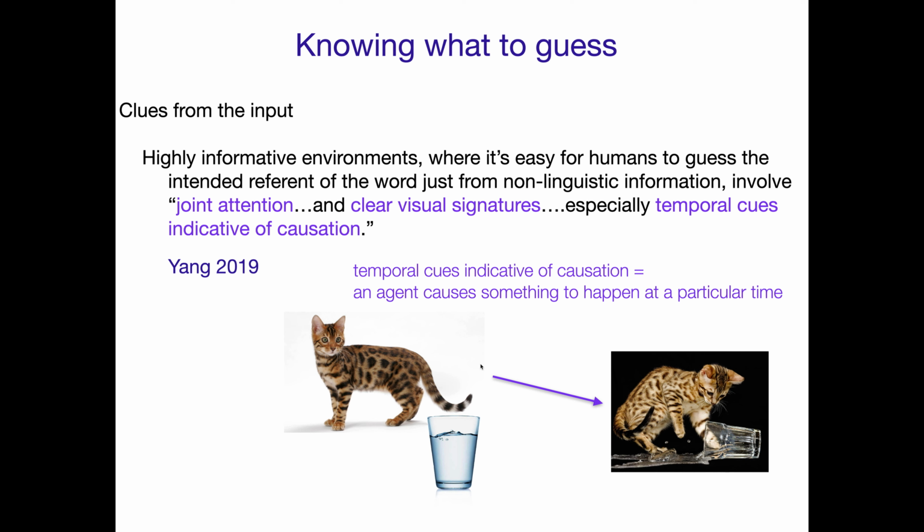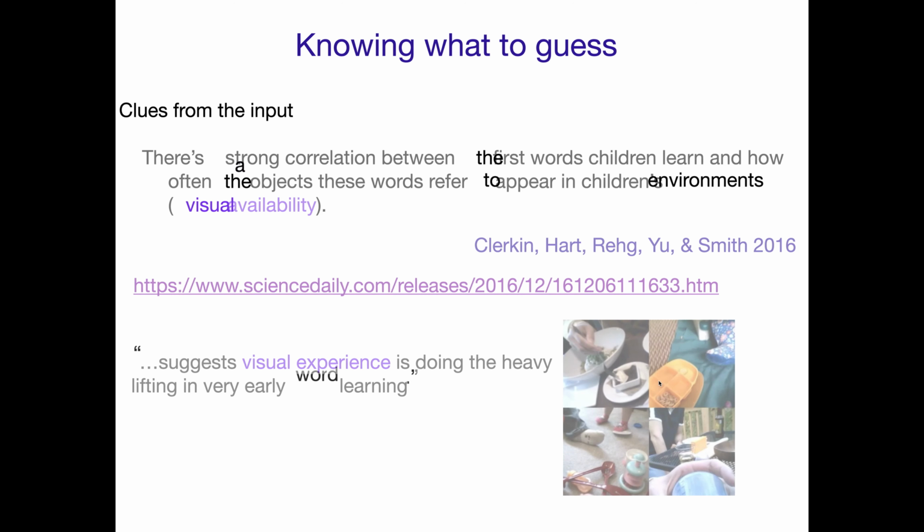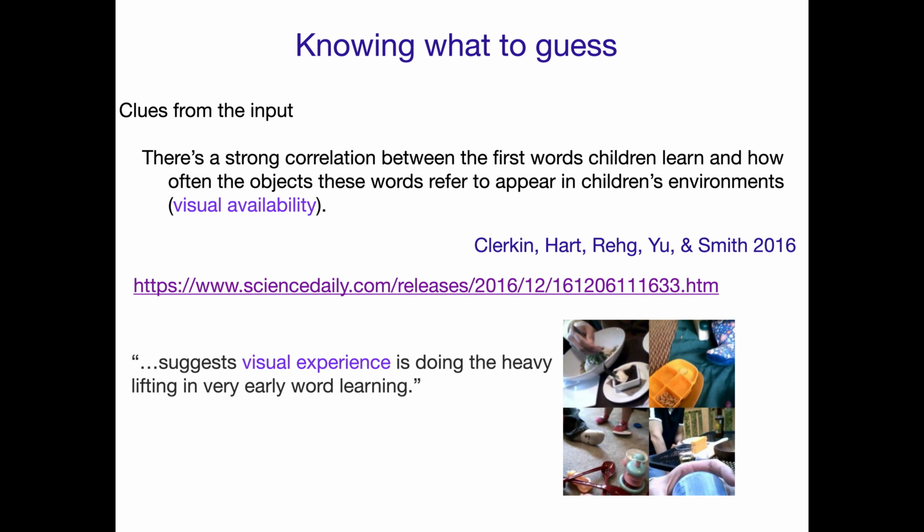That's a very highly informative environment. You're probably talking about the kitty or the water, right? It's very easy to guess the sorts of things you might be talking about given this temporal sequence of events. And there's a strong correlation between the first words that children learn and how visually available they are. That is, how often these objects appear in children's environments. So visual experience is really doing a lot of heavy lifting in very early word learning.